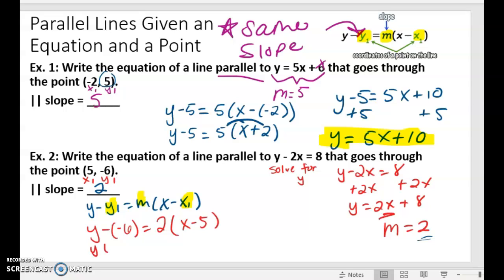And then I just have to simplify this equation. y plus 6 equals 2 times x minus 5, and then I'm going to bring it up here. I'm going to change colors too because there's a lot of red around here. We like red here at Central, but not too much red.